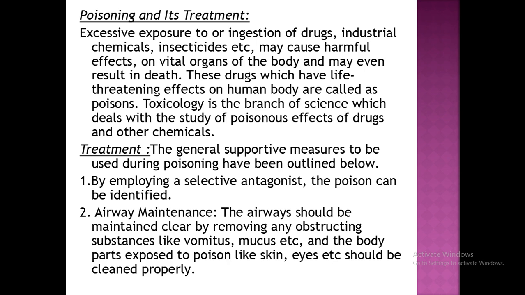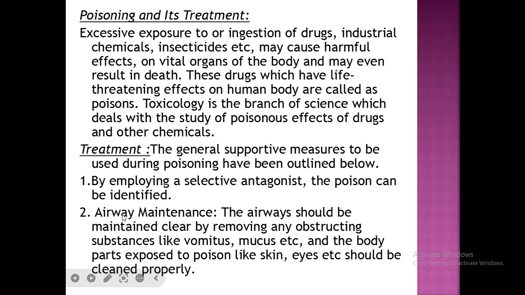So how do you treat this poisoning? The general supportive measures to be used during poisoning have been outlined below. By employing a selective antagonist, the poison can be identified. So initially, the healthcare professional needs to identify which poison has been consumed by the patient. To identify that, they will be using a selective antagonist, which goes and binds to the poison and identifies the poison.